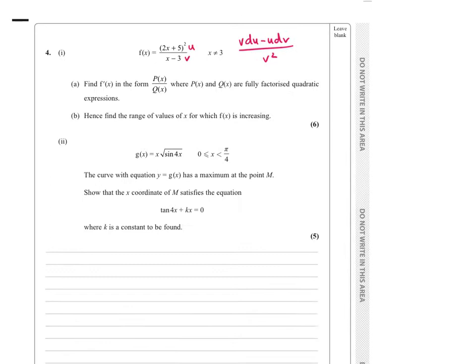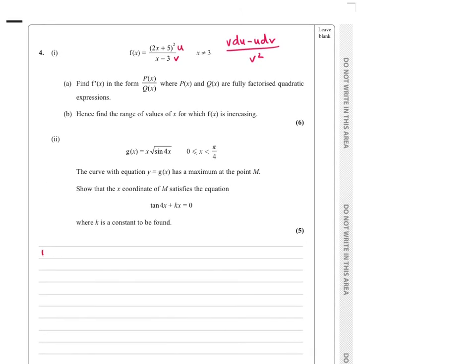And what we should also be thinking for I is that we write everything down. V, x minus 3. dv, the differential of x minus 3, 1. U, 2x plus 5 all squared. du, okay, remember this is chain rule. The bracket, if we differentiate the bracket, something to the power of 2 differentiates to 2 something to the power of 1. So in this case it's 2 bracket 2x plus 5.